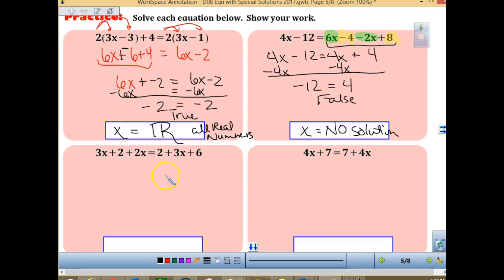So, Johan, we're going to start this next one, adding your like terms on both sides. So on this first one, can you help me add my like terms on this side? Oh, yeah. Okay. So it would be 5x. Okay. Yep.